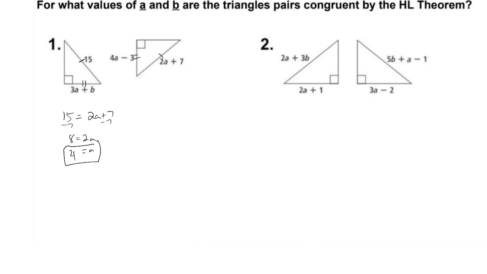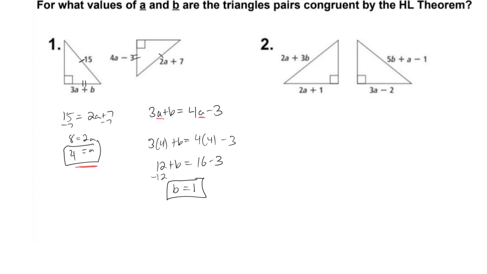And then we look at B, right? So we know 3A plus B is equal to 4A minus 3, but we know what A is. We're using the fact that A is 4 and substituting it in here. So 3 times 4 plus B is equal to 4 times 4 minus 3. So we get 12 plus B equals 16 minus 3. I'm going to minus the 12 over. So 16 minus 3 is 13, minus 12 is 1. So B is equal to 1.